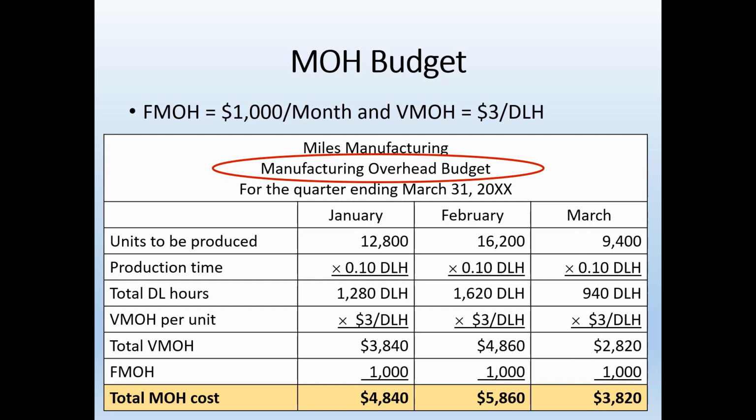This is the end of Section 2. In Section 3 of this chapter, we will be talking about how to prepare the firm's selling and administrative budget.